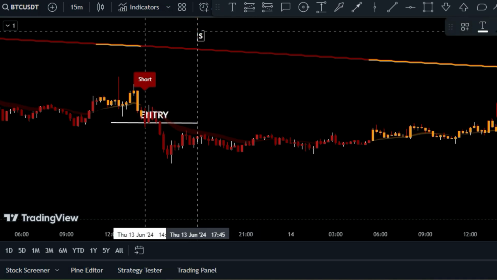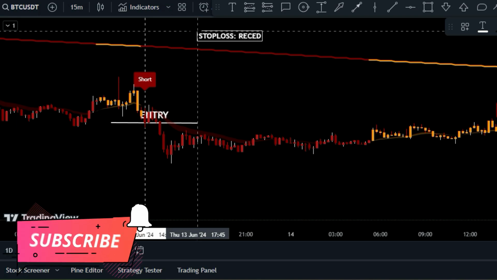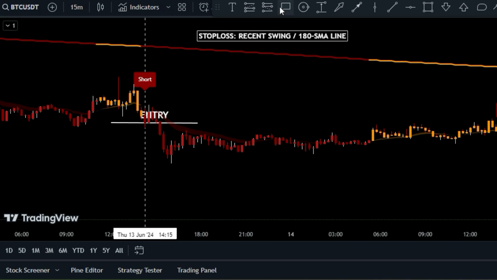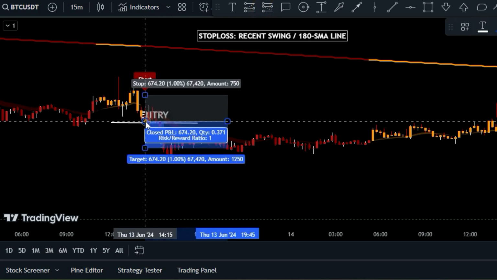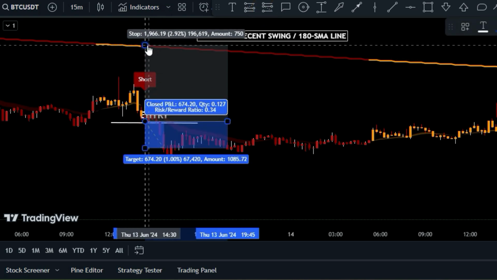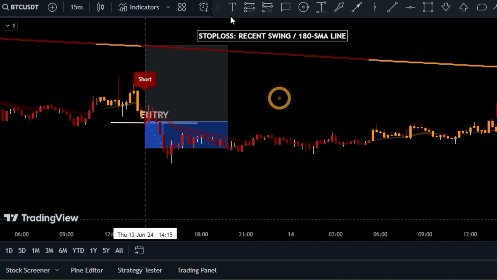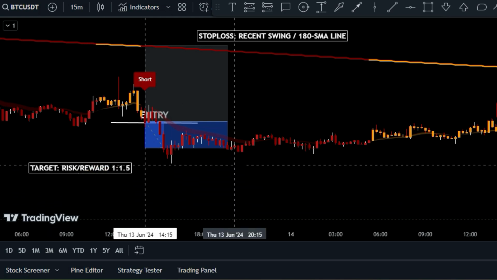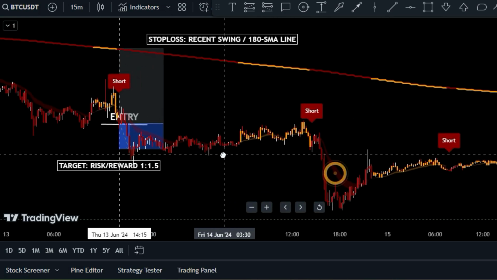As always, let's talk risk management. Use the most recent swing high or the 180 SMA line as your stop loss level. This helps minimize potential losses. And keep your risk to reward ratio at 1 to 1.5, aiming for more profit than the risk you're taking on. Adjust your trade target accordingly.